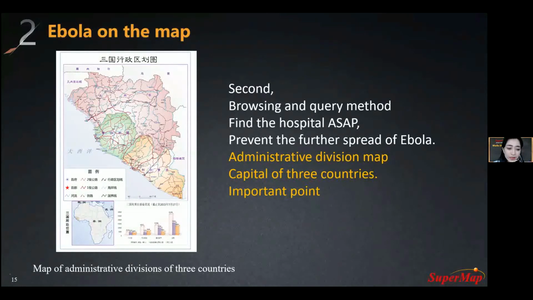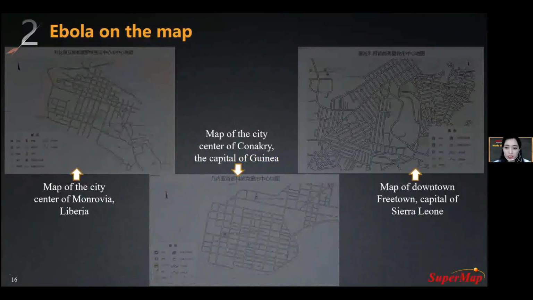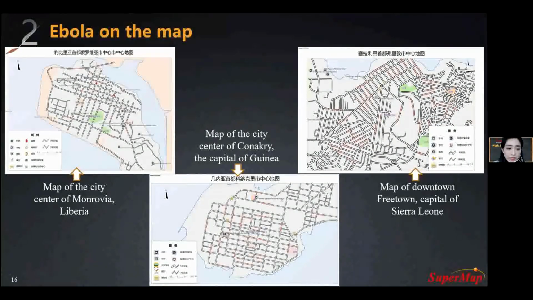And this map is the administrative division of the three countries. These three maps show the capitals of these three countries. And this map includes the schools and hospitals.